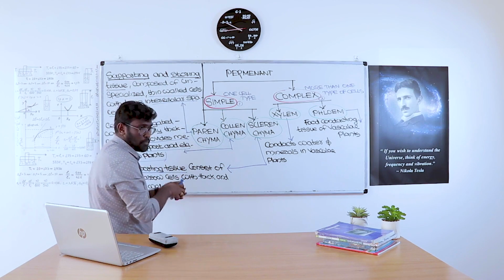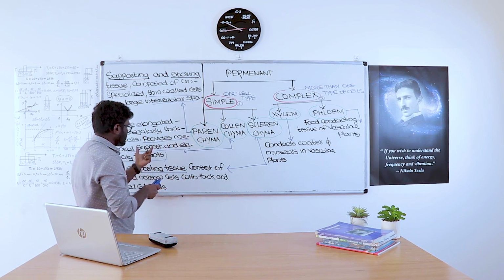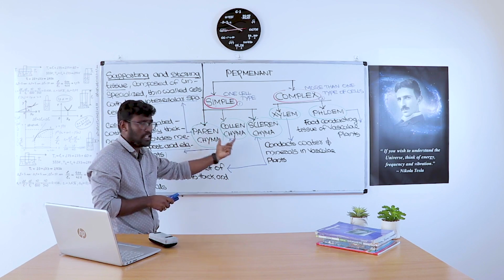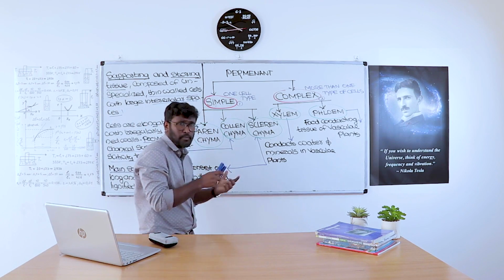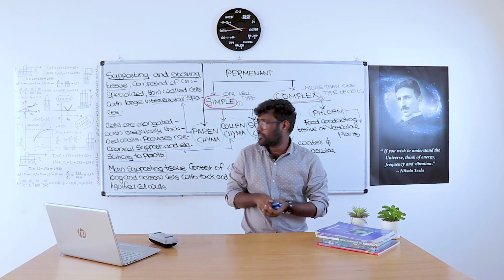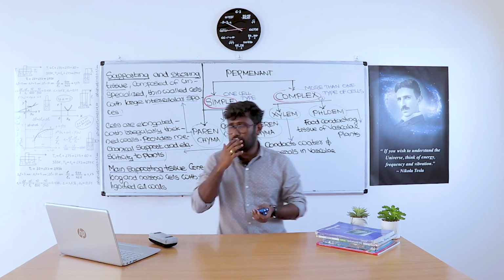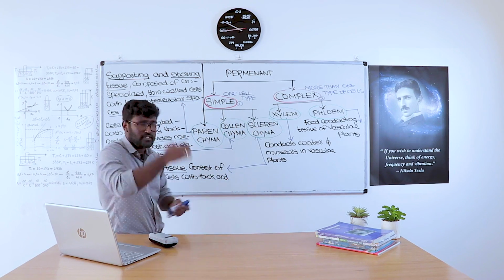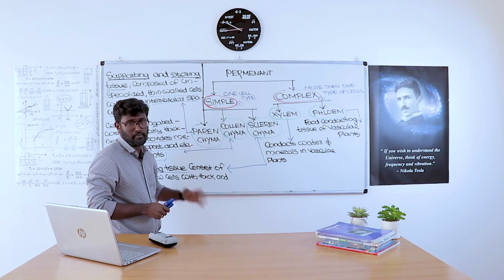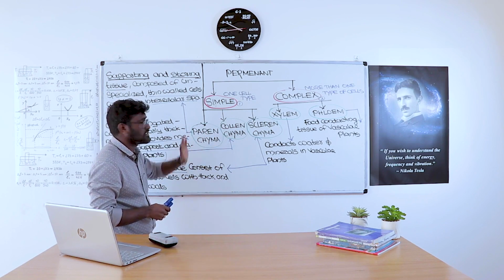Storing tissue. It is the supporting and storing tissue. And what about collenchyma? It provides mechanical support and elasticity to the plants. And the main supporting tissue is the sclerenchyma. So this is the thing about simple permanent tissue.